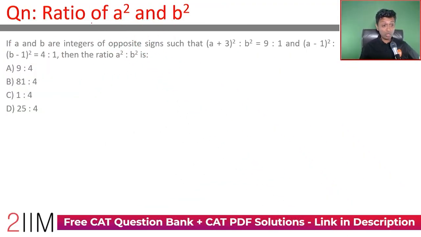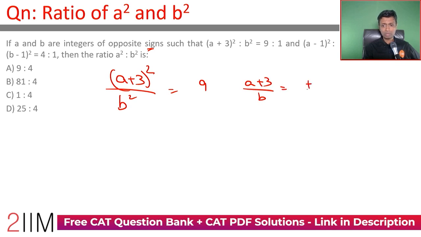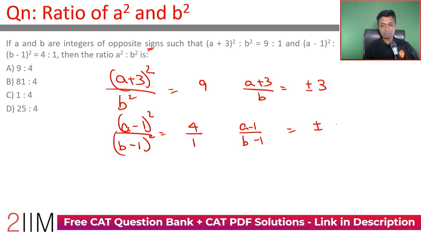Ratio of a square and b square. It's a wonderful, wonderful question. A and b are integers of opposite signs, such that a plus 3 whole square is to b square is 9:1. A plus 3 whole square by b square is 9. Or a plus 3 by b is plus or minus 3. Likewise, a minus 1 by b minus 1 whole square is 4. Or a minus 1 by b minus 1 is plus or minus 2. And or a plus 3 is 3b or minus 3b.